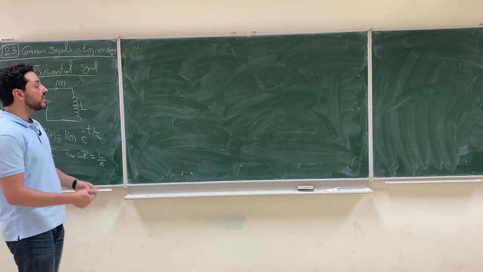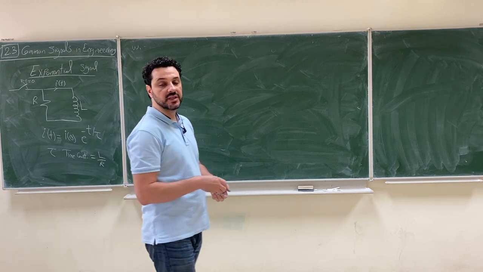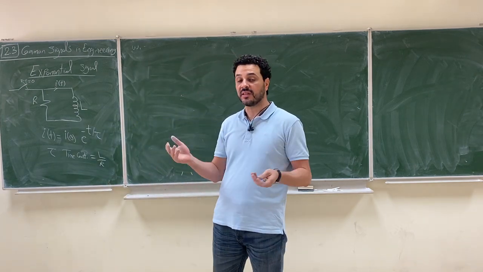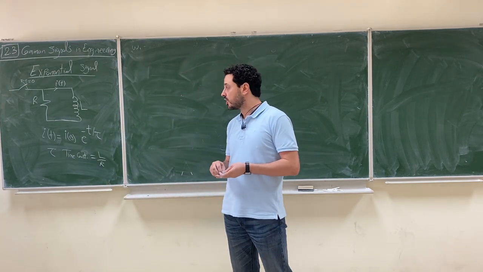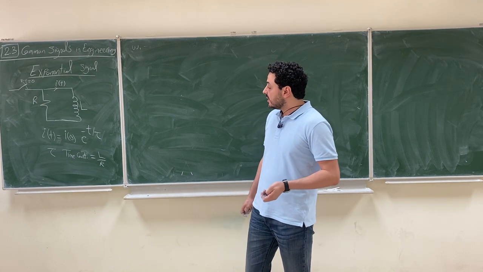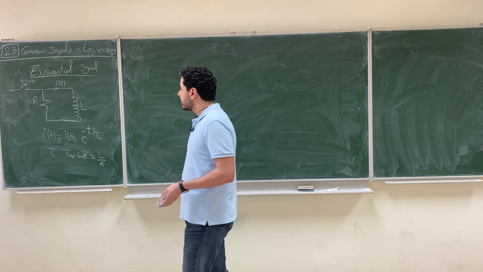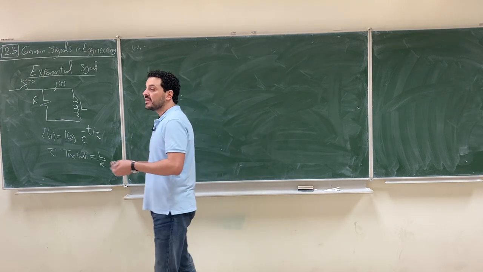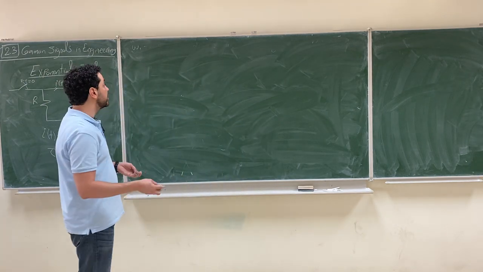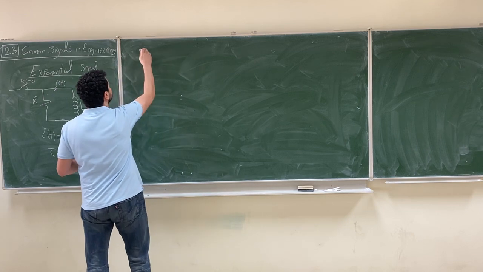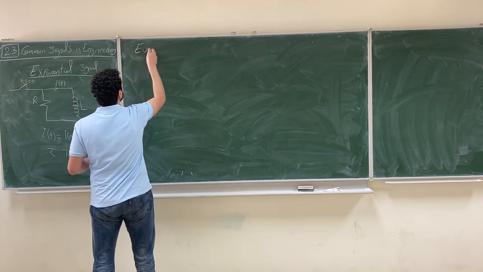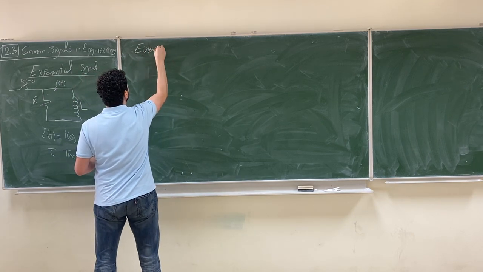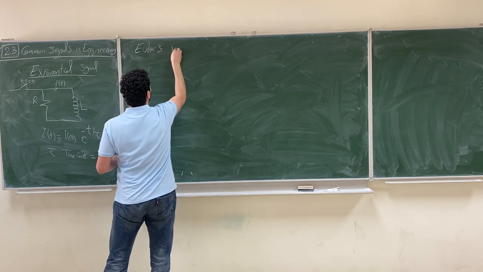So the exponential function is a very, very important function. We have to know all the different cases of the exponential function and all the important relations, because we will see it many, many times. The first equation about the exponential function is called Euler's identity. The first equation that we should know is called Euler's identity.